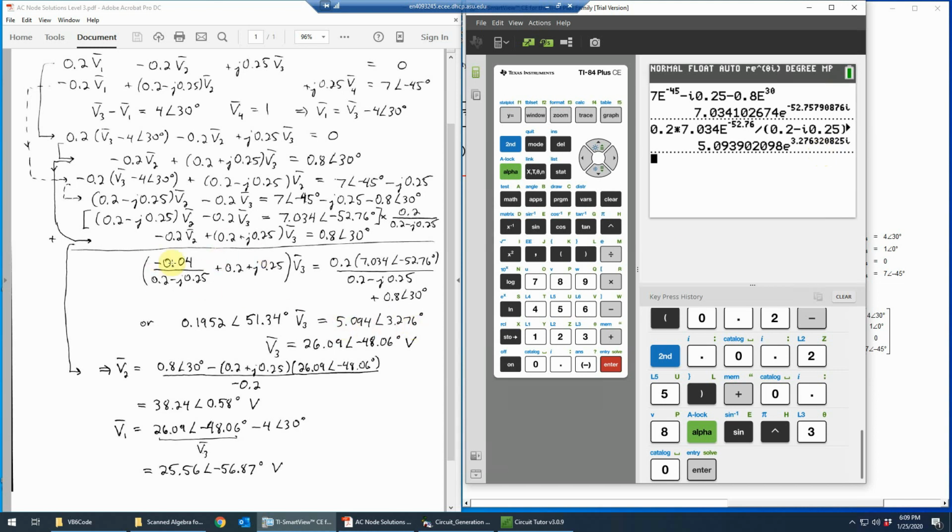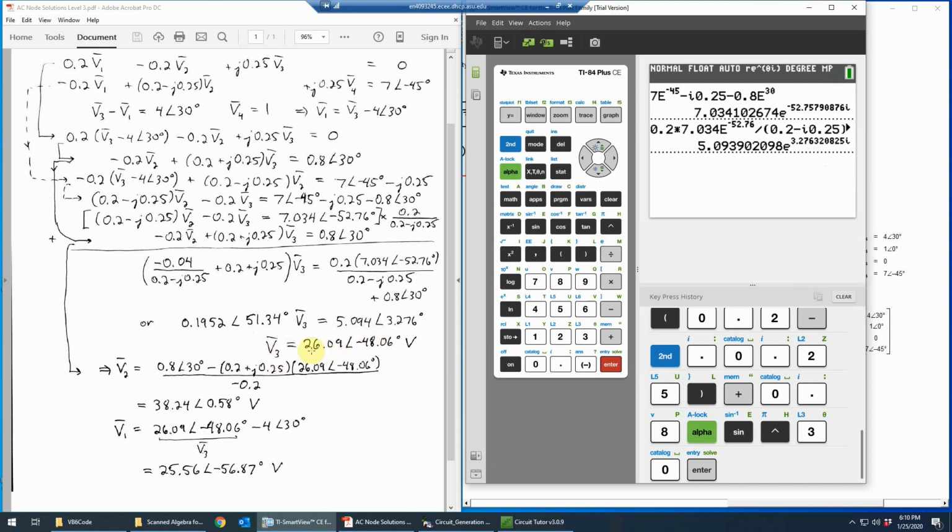Then we do a similar way of evaluating that, which I'll skip in the interest of time. That would give us 0.1952 angle 51.34 degrees. And now we'll just take this number here and divide it by this number. Again, I think I can skip that here on the calculator.